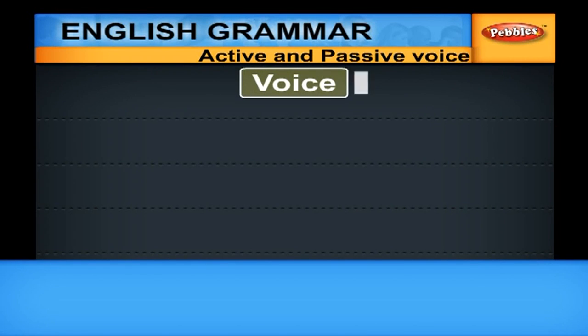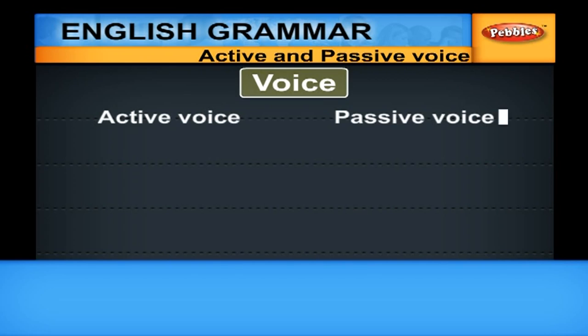Voice. English verbs show the characteristic of voice. There are two voices in English. One is active voice and the other one is passive voice. In the active voice sentence, the subject is active. In the passive voice sentence, the subject is passive.